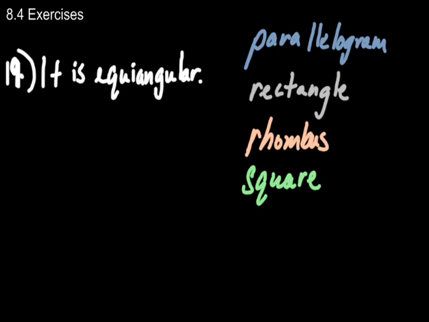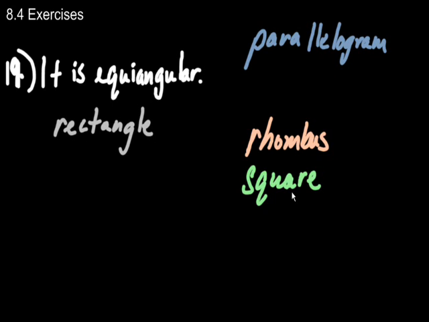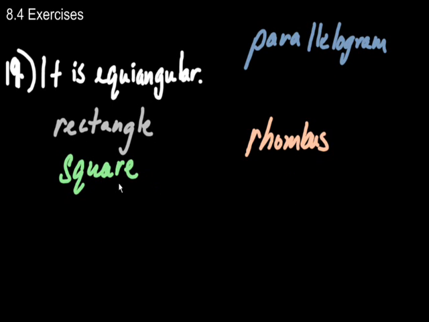Number 19 says, the directions say, name each quadrilateral: parallelogram, rectangle, rhombus, or square. We have to pick which one of these is true for this statement. It's equiangular. Obviously rectangles are, and since squares are also rectangles, both of these are true for this one.